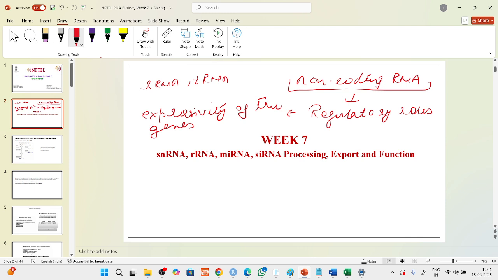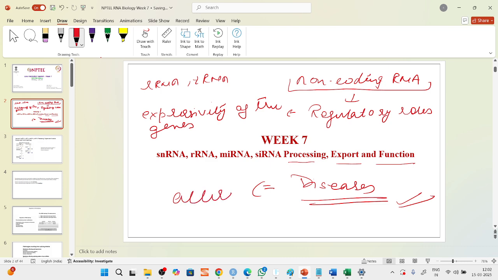Earlier we didn't know what the function of these non-coding RNAs was, and we thought that they do not have any function. But now we know that these non-coding RNAs are indeed very important, as important as the mRNA. So this week we'll be covering how these snRNA, rRNA, miRNA, siRNA are processed, exported, what their functions are, and what diseases can occur if the function of these non-coding RNA is altered. What are the diseased conditions that can happen if the function is altered?